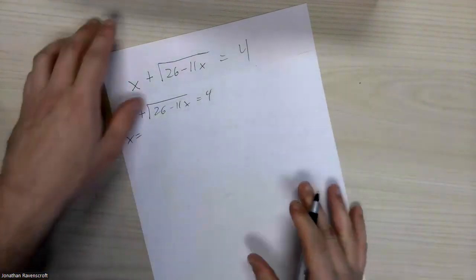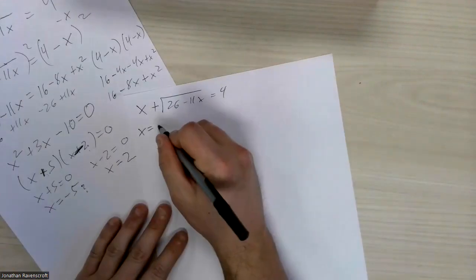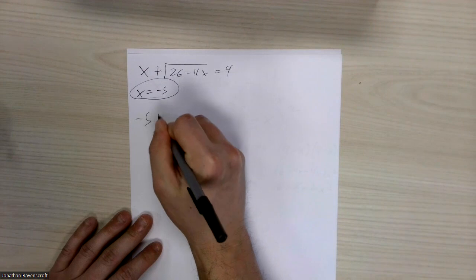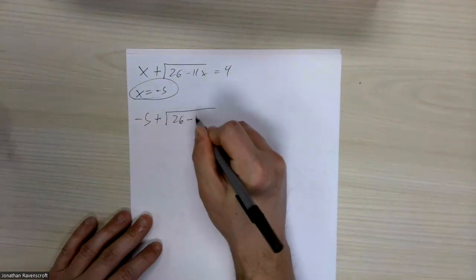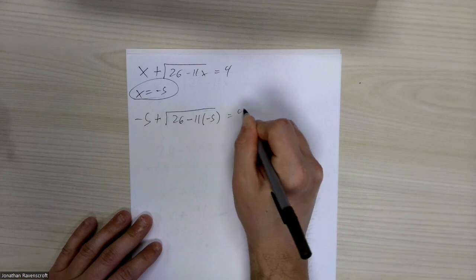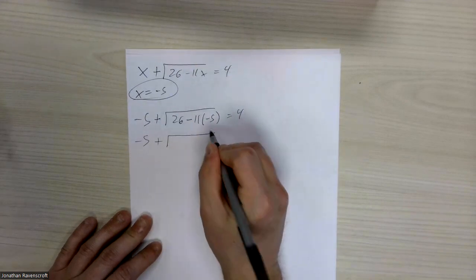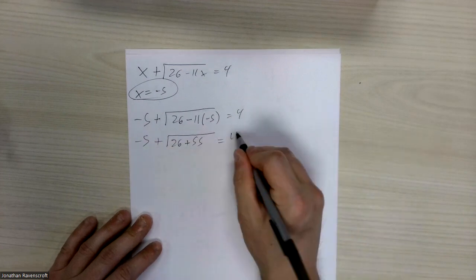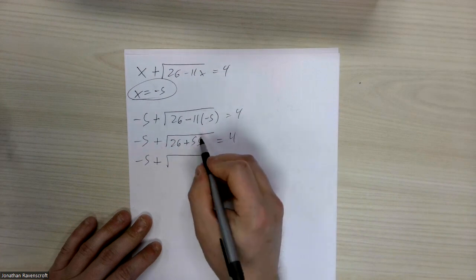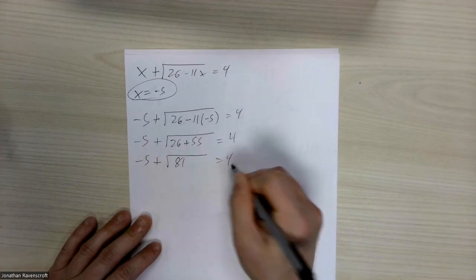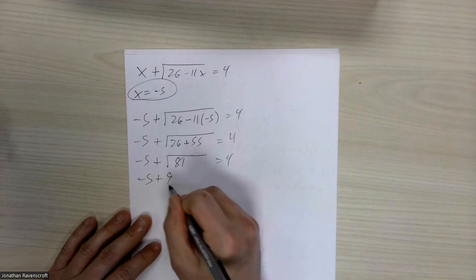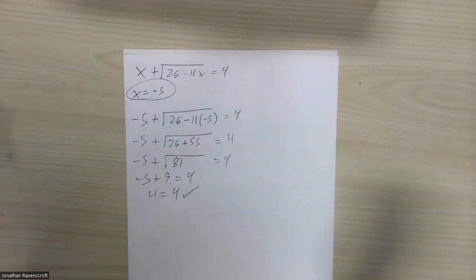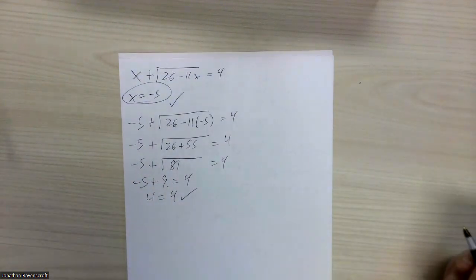What about x equals negative 5? Negative 5 plus the square root of 26 minus 11 times negative 5. Negative 5 plus the square root of 26 plus 55. Negative 5 plus the square root, let's see, it's 81. That worked out kind of nice. The square root of 81 is 9. Negative 5 plus 9, 4 equals 4. Which means negative 5 does check out as a solution.